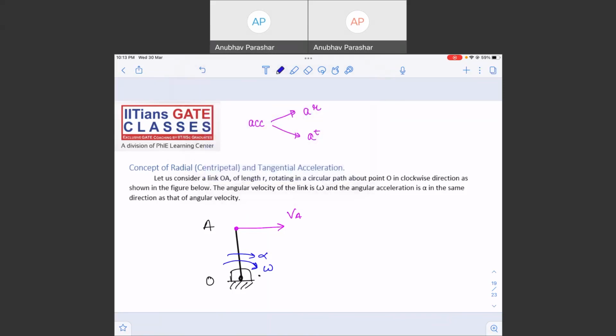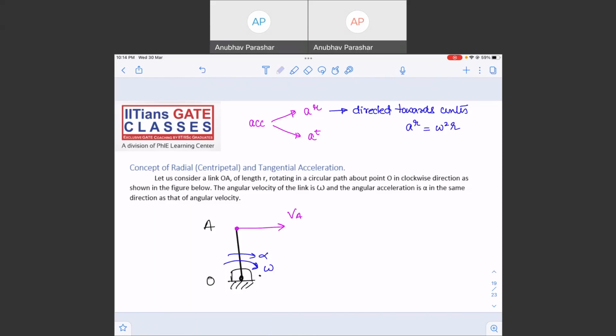If you consider the radial acceleration, it will always be directed towards the center. You might have studied this in your circular motion chapter in engineering mechanics. And what is the magnitude of radial acceleration? It is omega square r.